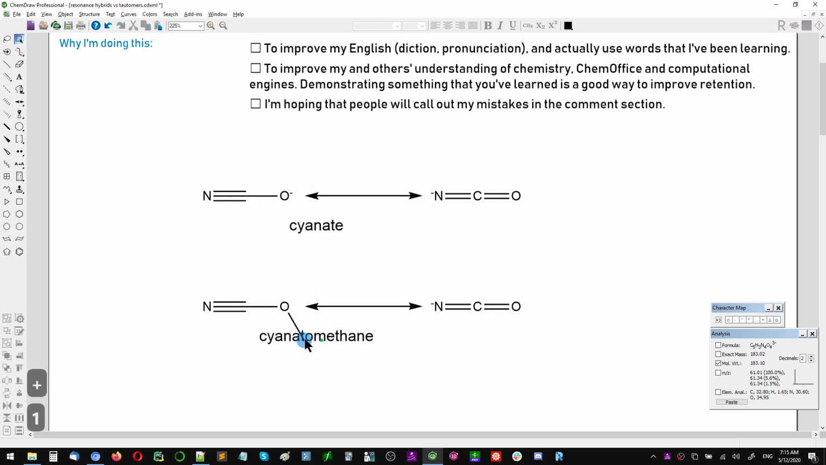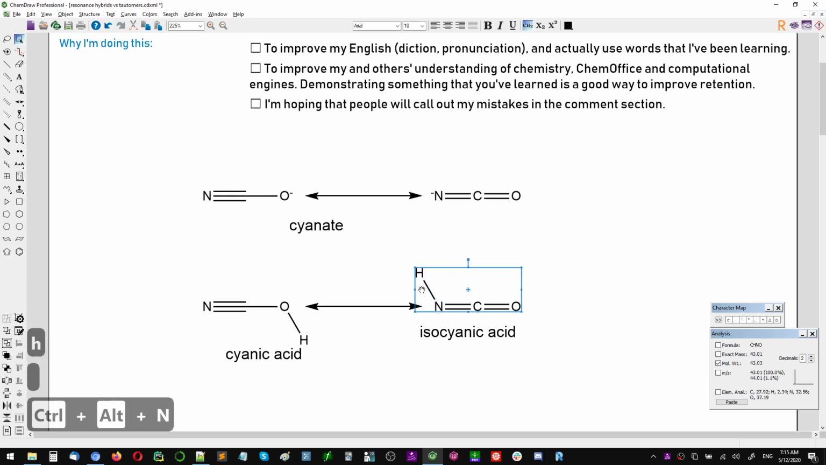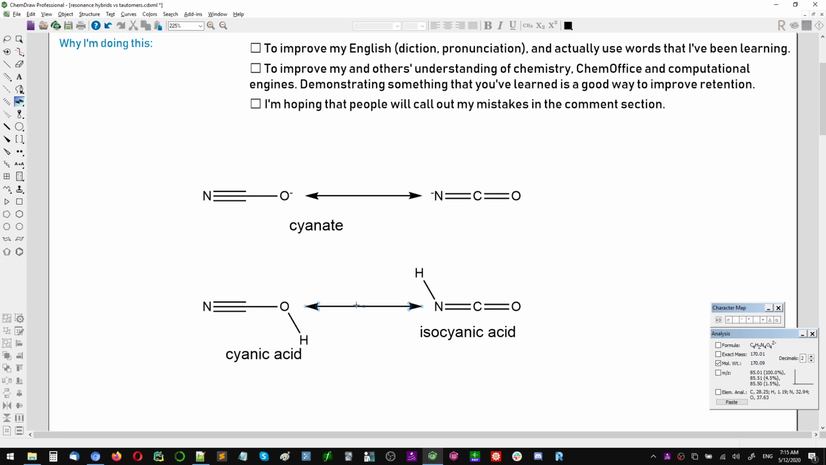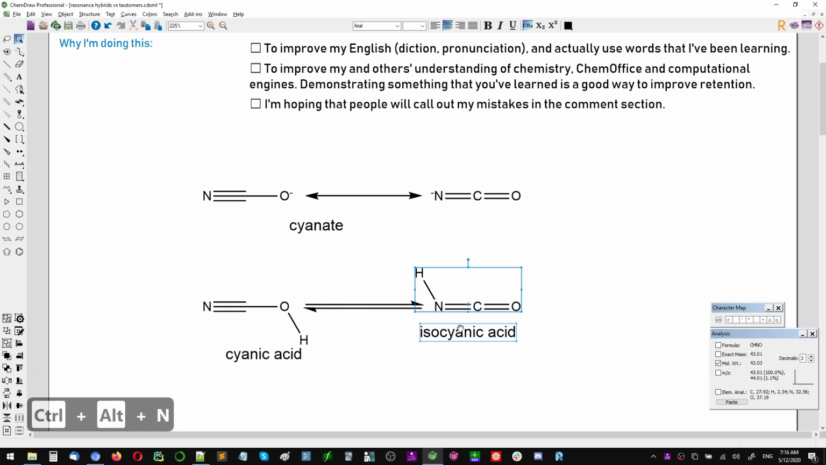In cyanic acid, I added a hydrogen, and isocyanic acid. But we would have to use different arrows for this. These are the arrows that mean that these two species, so in this situation they are different species, readily interconvert if you have them in solution.